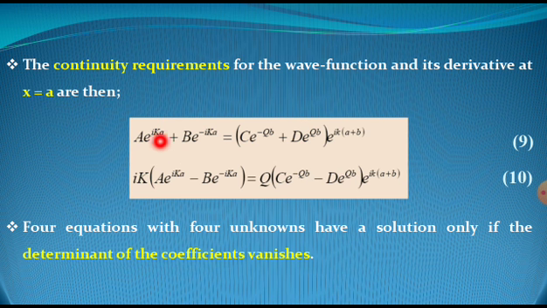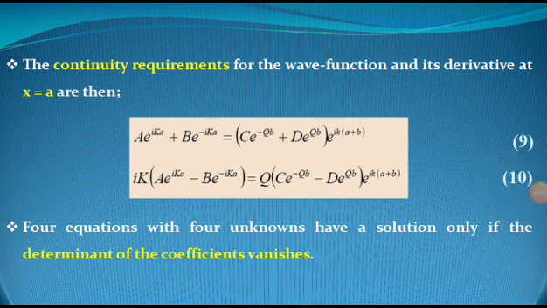a e raised to ika plus b e raised to minus ika is equal to c e raised to minus qb plus d e raised to qb, into e raised to ik(a plus b). This is your equation number 9, which is your third equation, or you can say third boundary condition. And the fourth boundary condition, you just have to multiply this equation with ik.